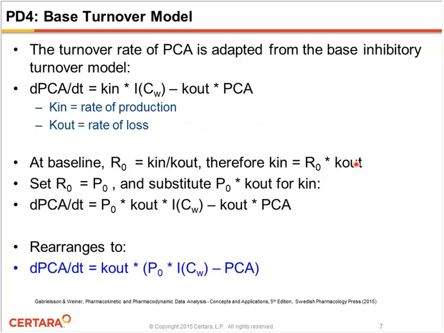What we'll do to write the turnover model is set the response at time 0 equal to P0, then substitute P0 times Kout for Kin. So the differential equation for PCA becomes P0 times Kout times the inhibitory function minus Kout times PCA. This in turn rearranges to Kout times P0 times the inhibitory function minus PCA.